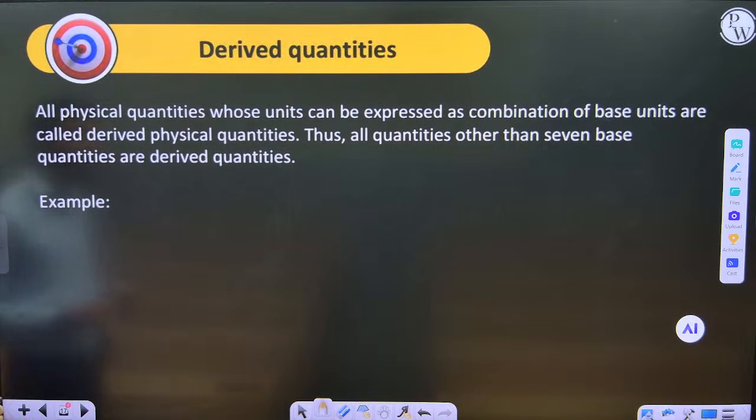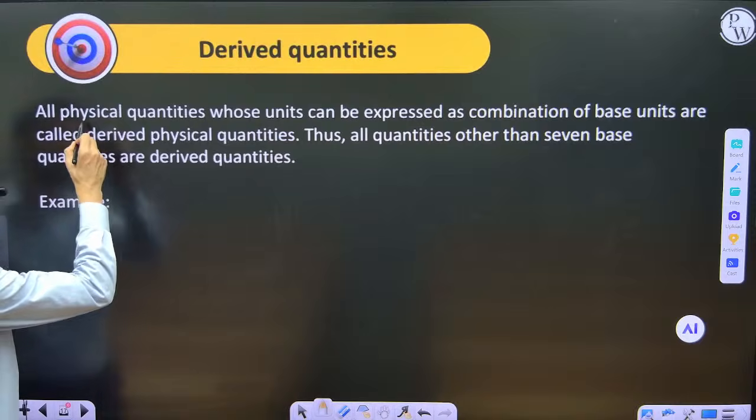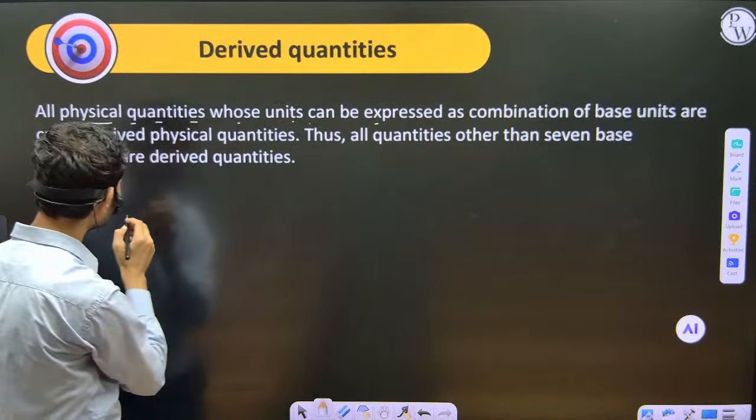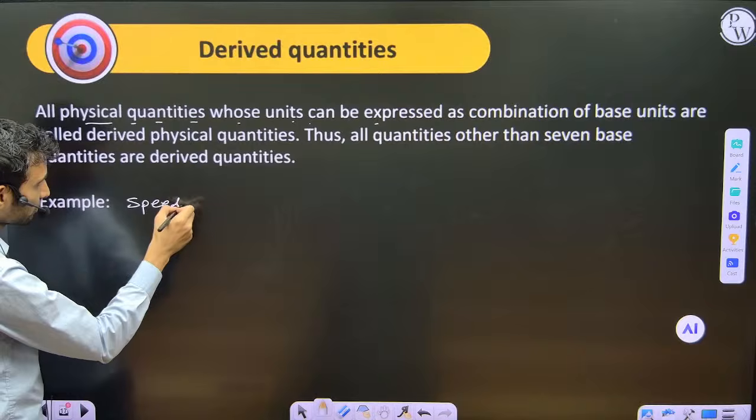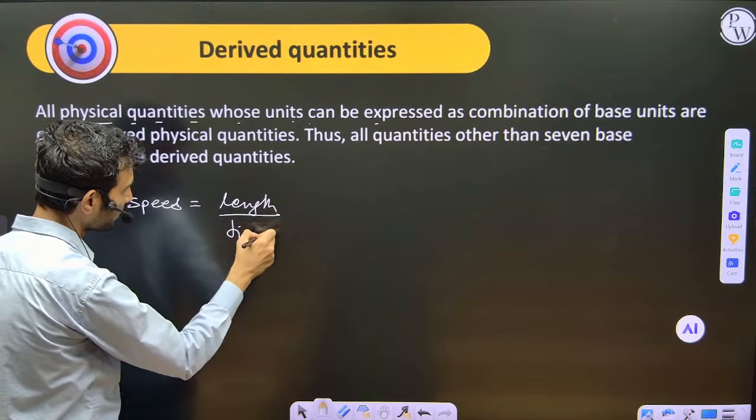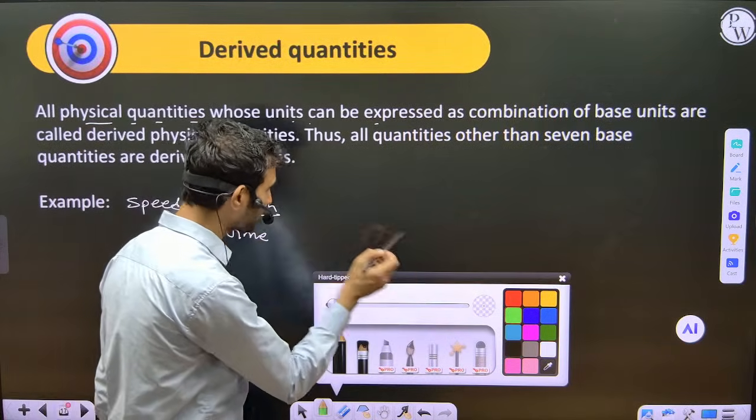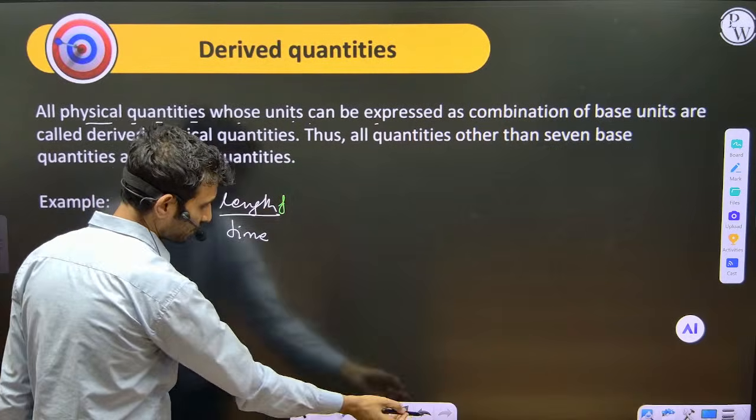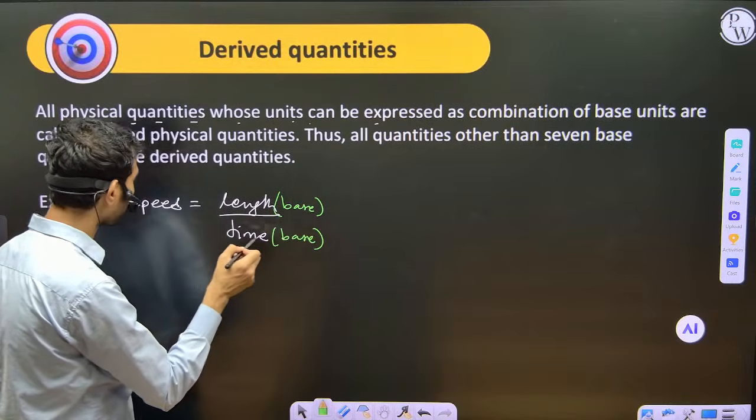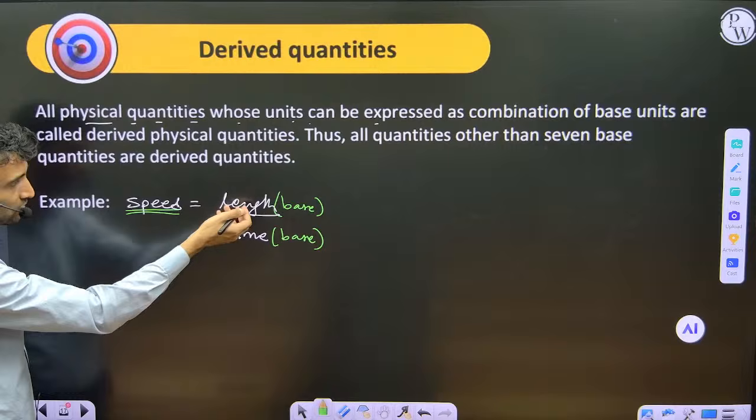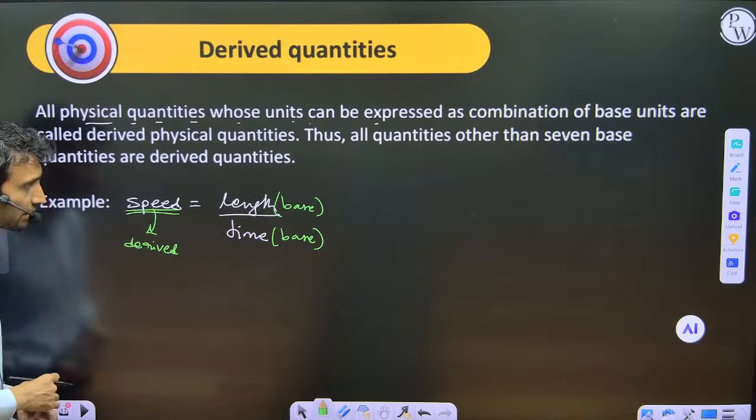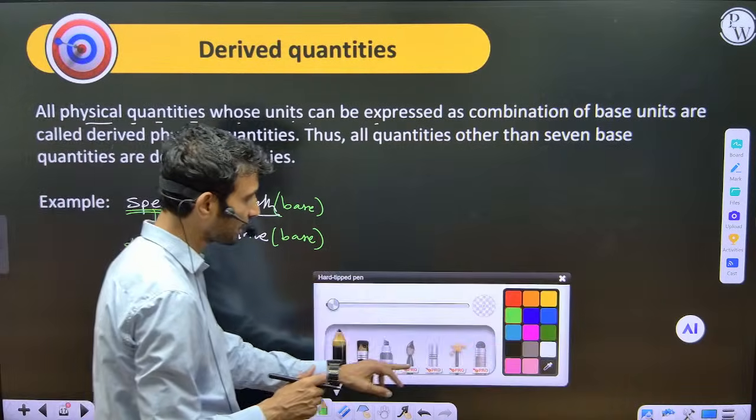Now, let us see derived units. All physical quantities whose unit can be expressed as a combination of base units are called derived units. For example, speed. Speed is equal to what? Length upon time. As I told you, length and time are base quantities. So speed is based on length and time, and it becomes a derived quantity.